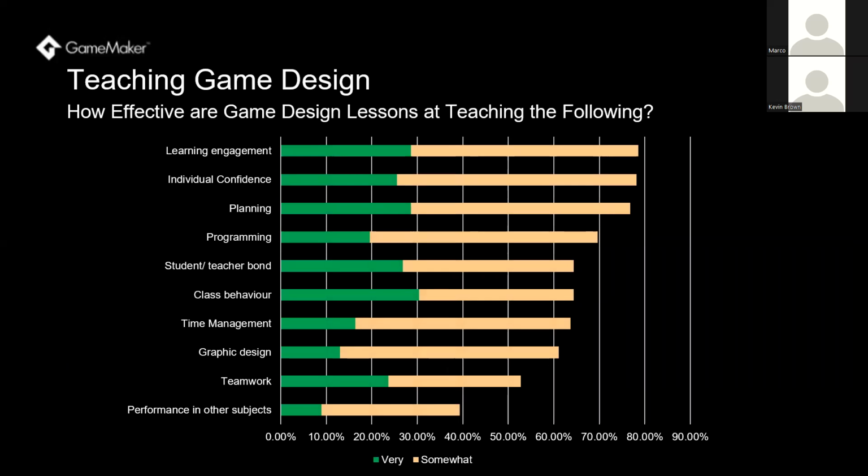We sent out a questionnaire to our teachers at the start of November 2020, asking how effective game design lessons are at teaching the following. You can see the positive results on this slide. The responses are consistent with the answers we received in a previous survey back in 2019, which asked a similar question. More than 75% of respondents rated the effectiveness of GameMaker at learning engagement, individual confidence and planning as somewhat effective or better.